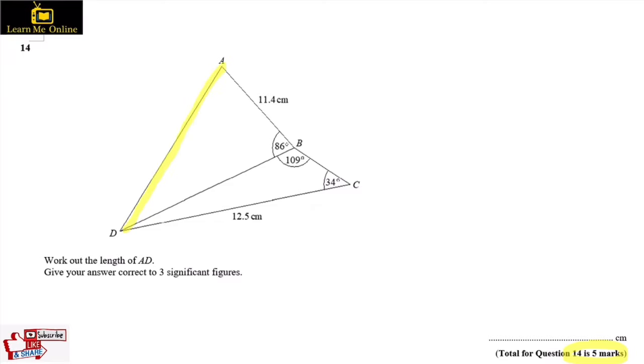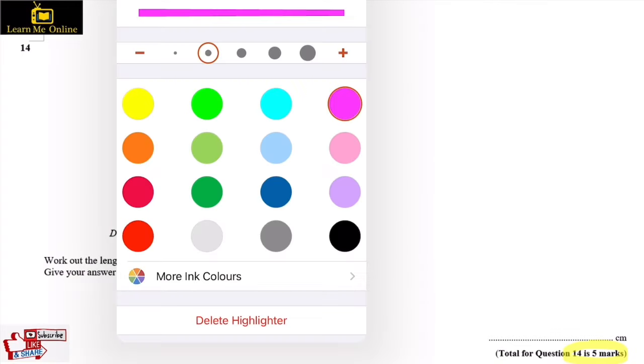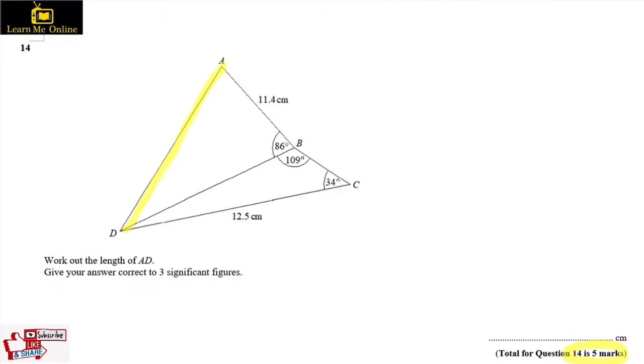Now, I'm going to start with the bottom triangle because I can clearly see that there's more information given with the bottom triangle. Using the bottom triangle, we know this angle, we know this angle, and we know this length as well. Using the sine rule, we can find this length, which is common to both the top triangle and the bottom triangle. So the first thing we are finding is the length of BD.